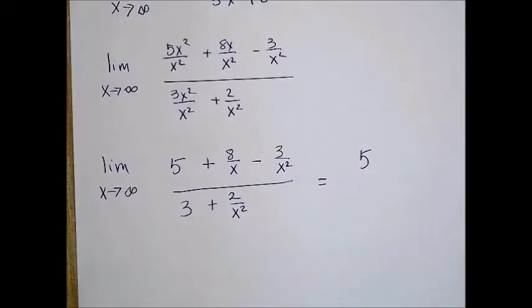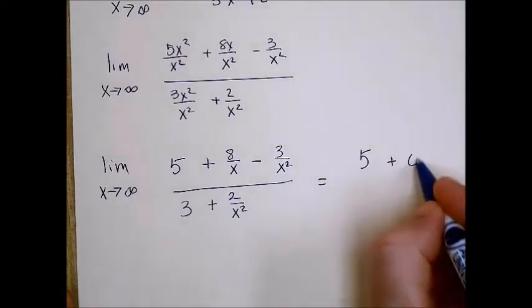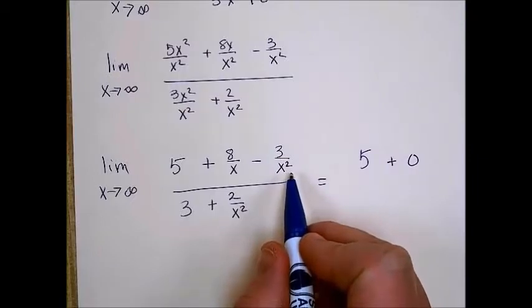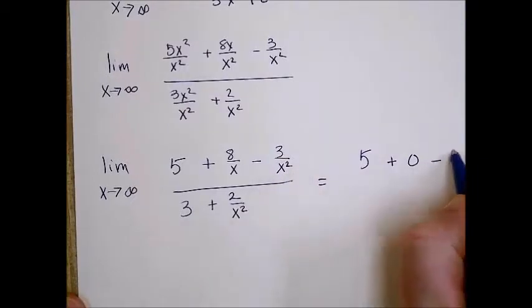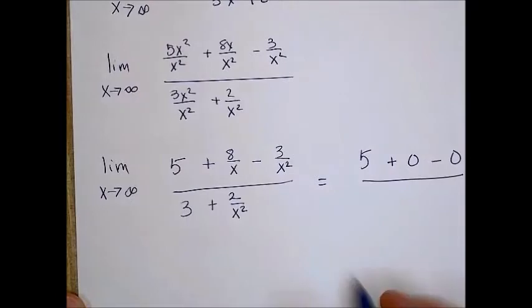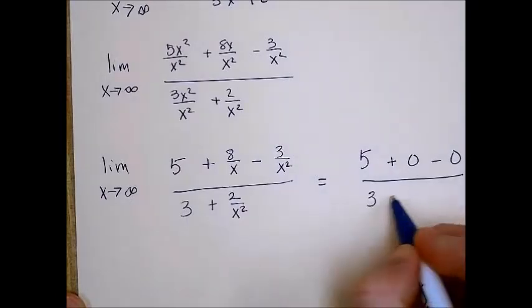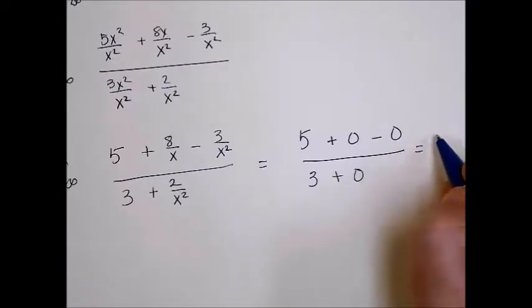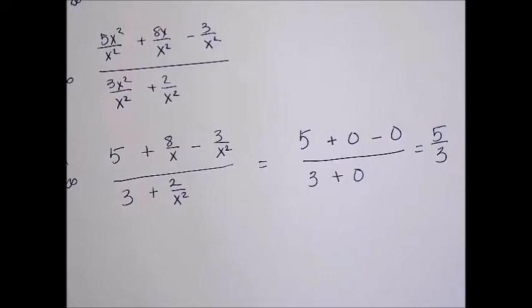8 over x is another version of 1 over x, and the larger the denominator gets, the closer the fraction gets to 0. Infinity squared is even bigger than infinity, so the same thing is going to happen. That's going to have a limit of 0. In the denominator, 3 is a constant and 2 over x squared is going to be 0. So this has a limit of 5/3.